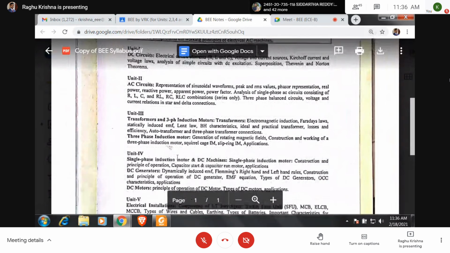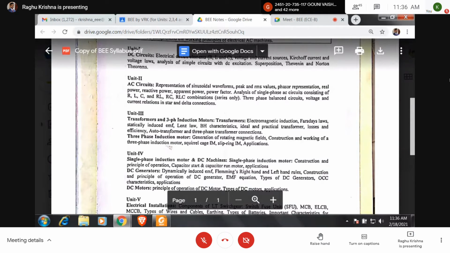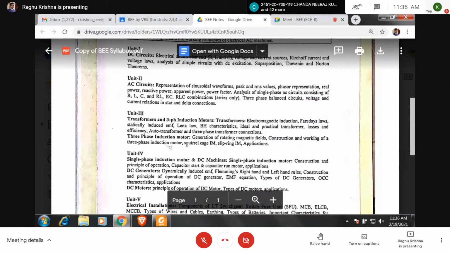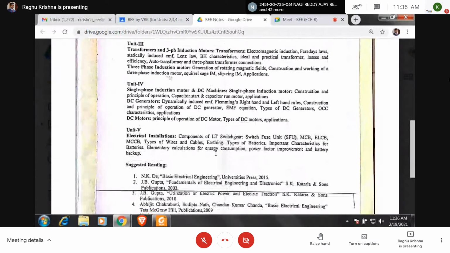Here, if you see the syllabus, the third unit is about transformers and three-phase induction motors. Transformers I completed and three-phase induction motors completed. See here, generation of rotating magnetic field, construction and working of a three-phase induction motor, squirrel cage induction motor, slip ring induction motor, applications. So in the notes you can find this.